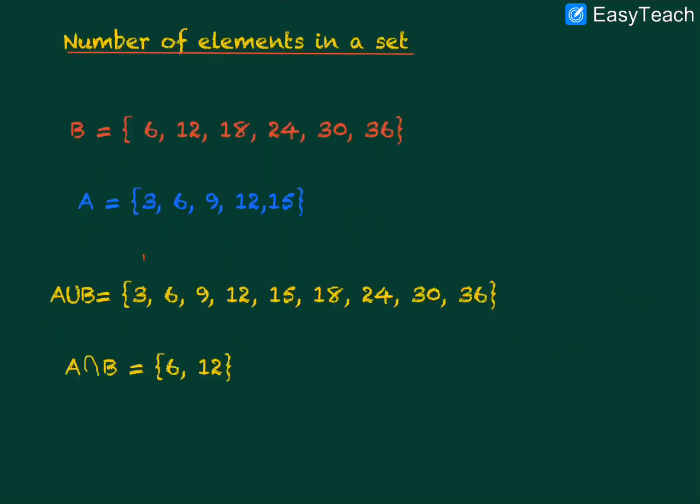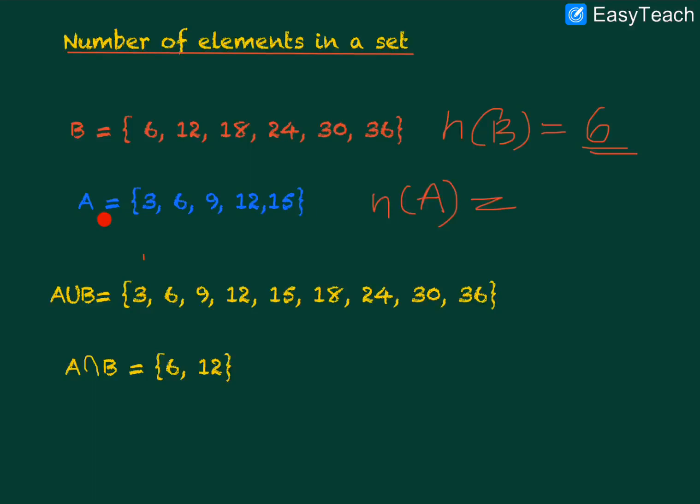So I have solved this example too. Next is the number of elements in a set. The number of elements is just the count of elements in a set. Here an example B is given. I am going to find n of B, the number of elements in the set B, written as n(B). So we have to count the number of elements in this set: 1, 2, 3, 4, 5, 6. So n(B) will be 6.